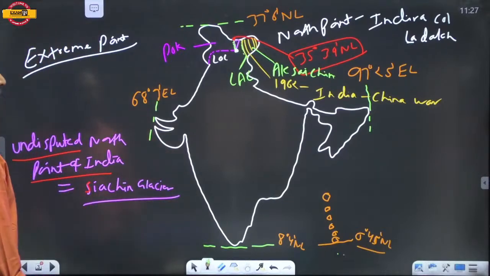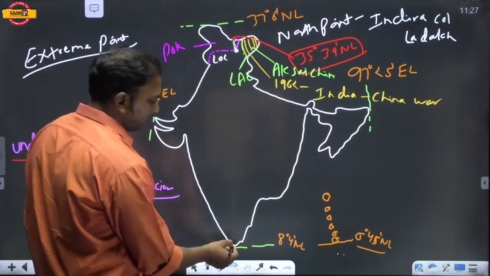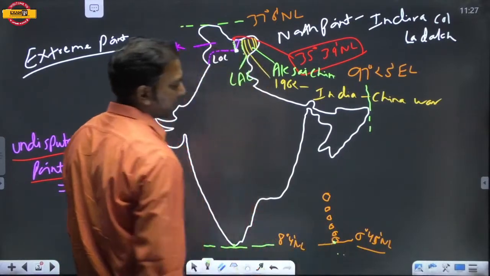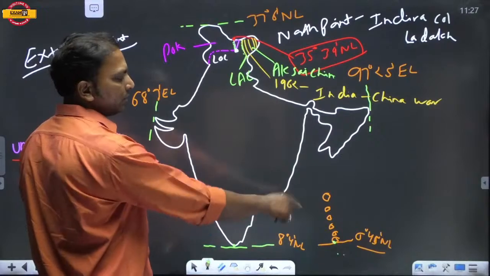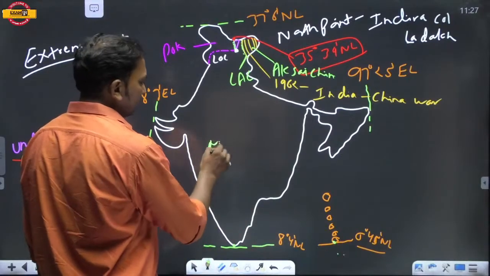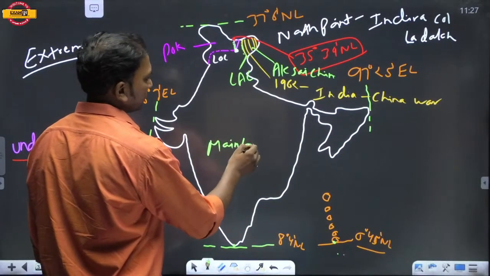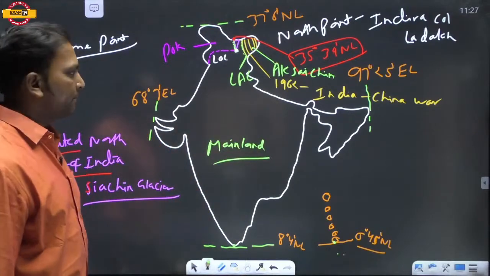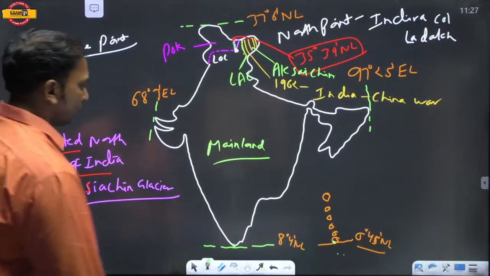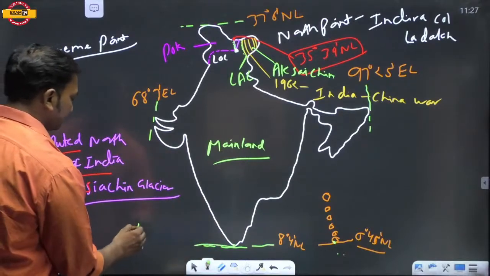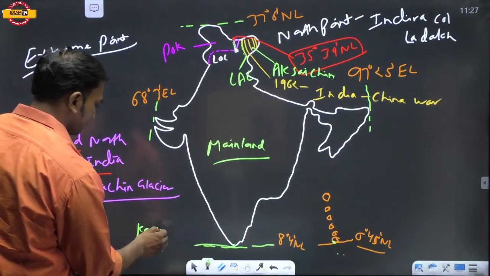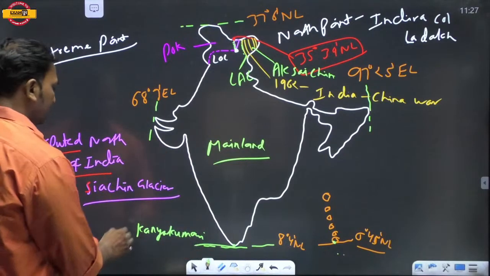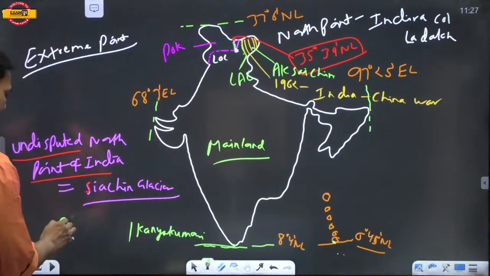Now we are coming to the south point of India. There are two south points of India. If the question demands India, it would be Indira Point. If the question demands the mainland, it would be Kanyakumari. So write down the points. Here it is Kanyakumari, also called Cape Comorin.